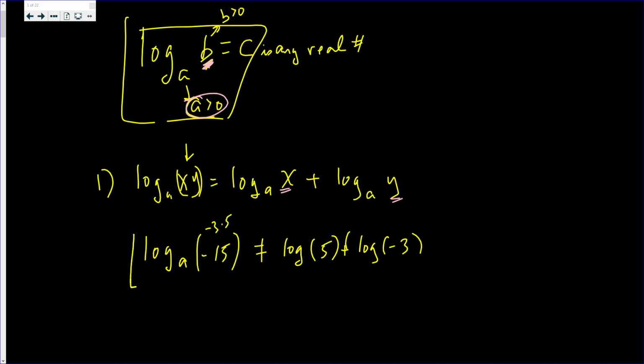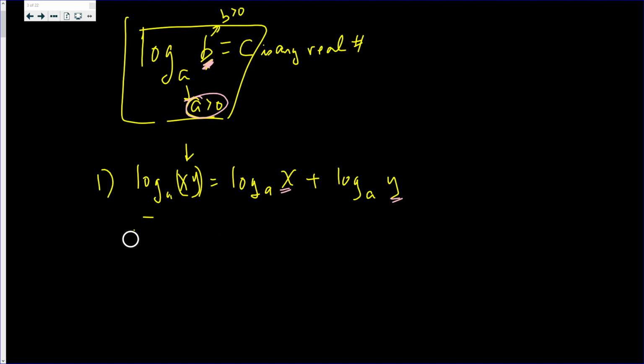And the reason is, this makes no sense. You can't take the log of a negative number. This here makes no sense. But even if some magic happened where they were both +3, if the right side makes sense and the left side is nonsense, they're not equal anyways.